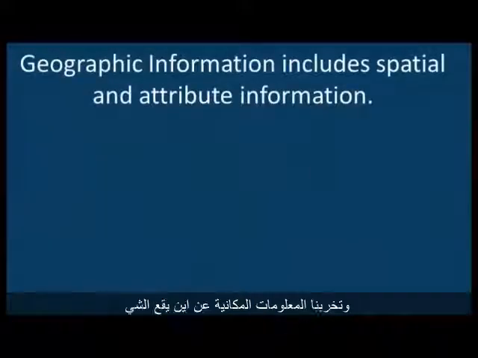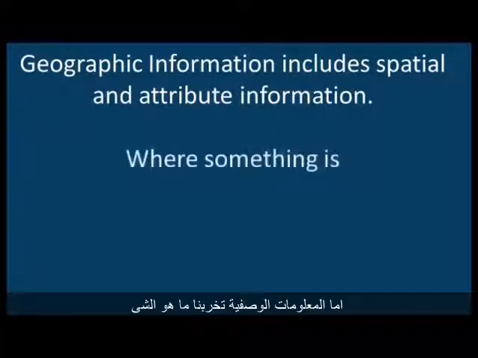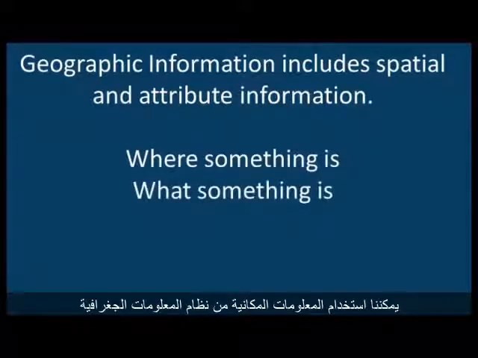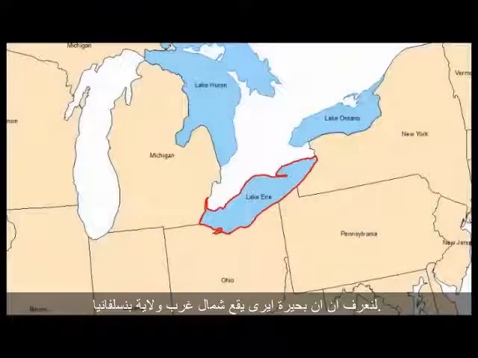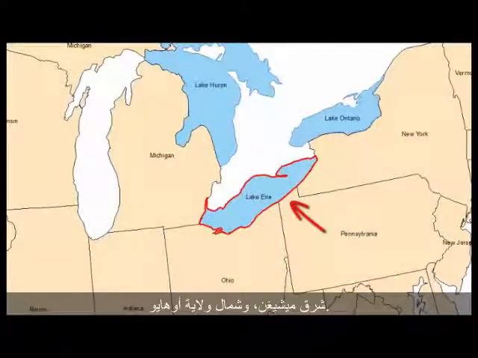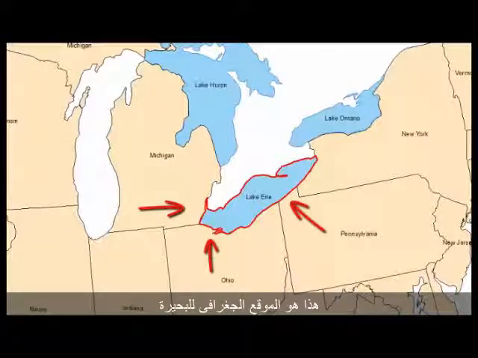Geographic information includes spatial and attribute information. The spatial information tells us where something is, and the attribute information tells us what something is. We can use spatial information from a GIS to see that Lake Erie is located northwest of Pennsylvania, east of Michigan, and north of Ohio. This is the relative location of Lake Erie.